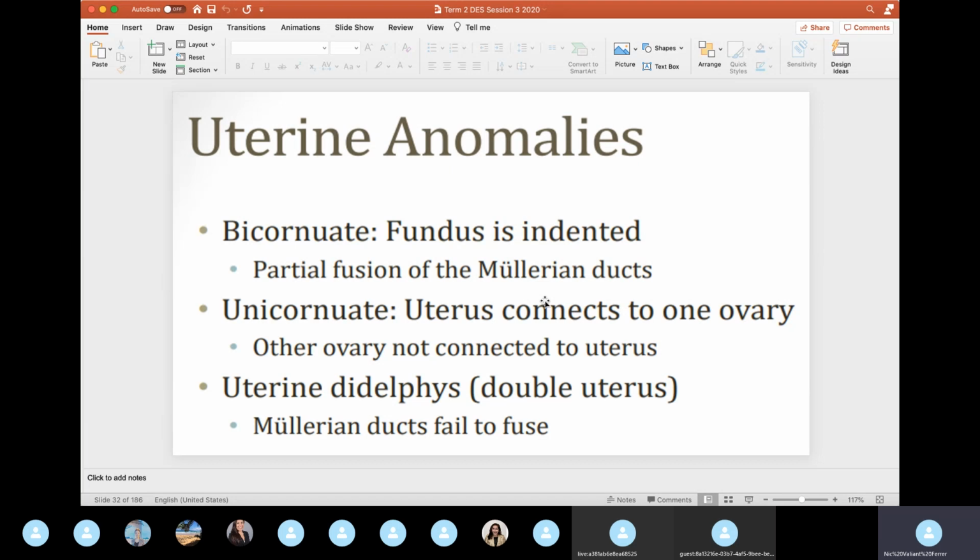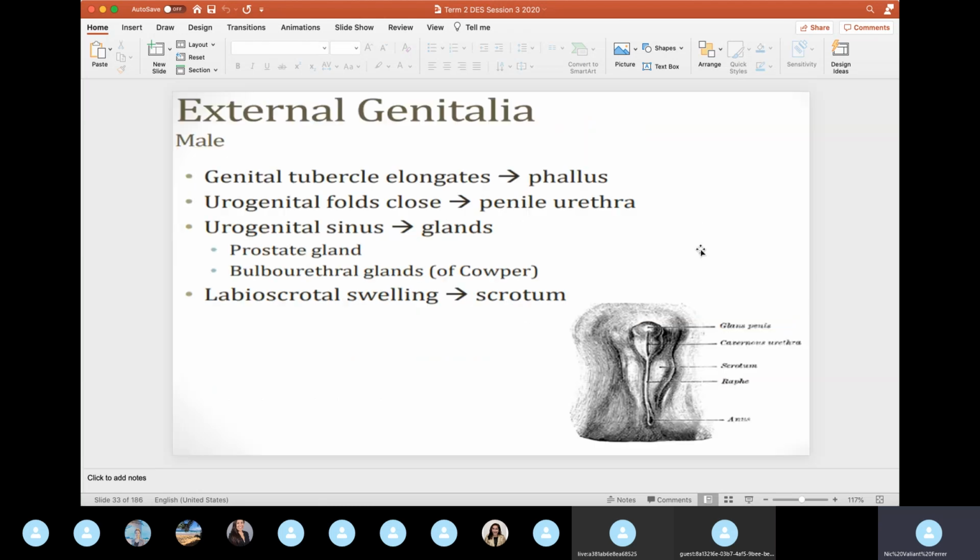How about uterine didelphys? You have a double uterus. What's the high yield embryological defect here? The Mullerian ducts fail to fuse, or failure of fusion of your Mullerian ducts. Next, another high yield point, put a star here, external genitalia. Know the embryological origin and the adult derivatives.